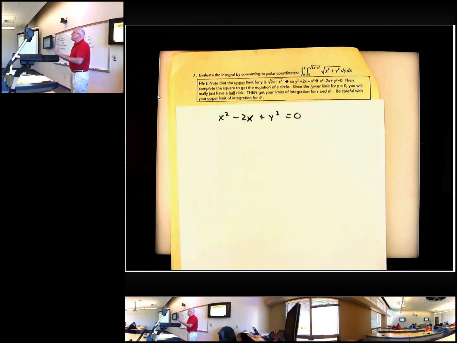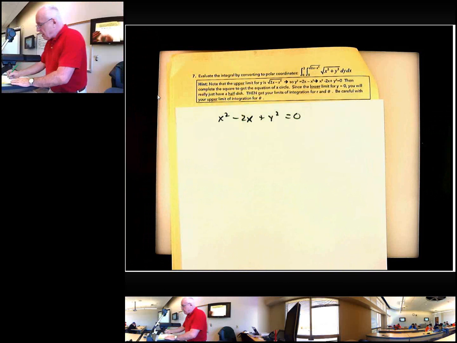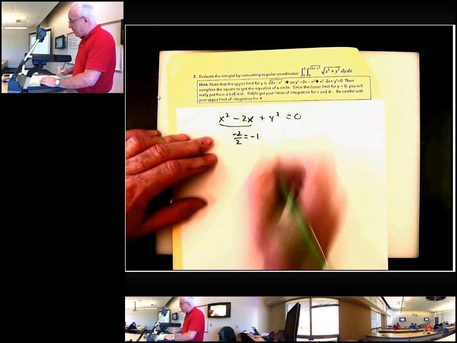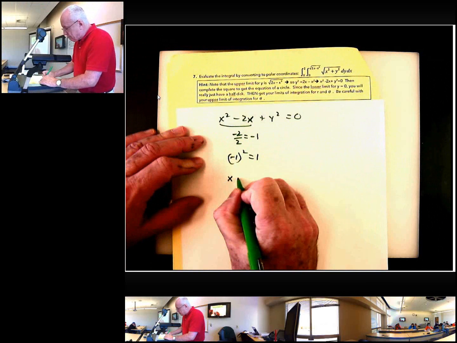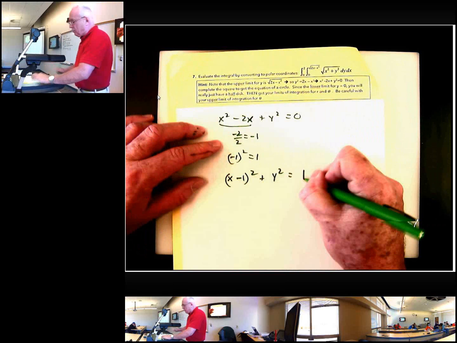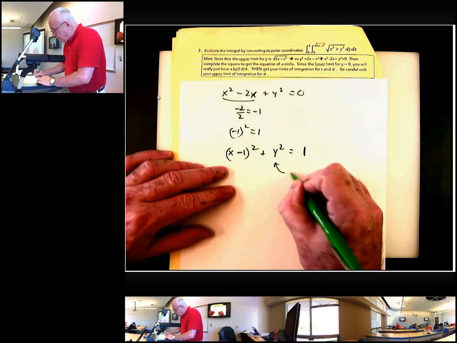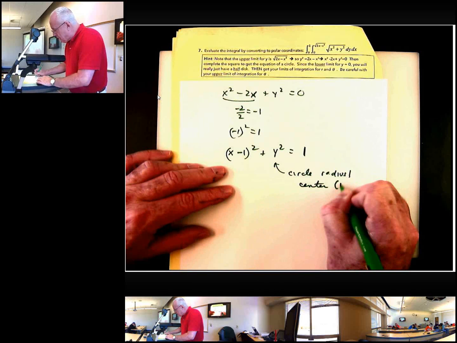So I just wanted you to have an idea of what it is that y is, that this upper function is here. So I just complete the square in terms of x. We divide the minus 2 by 2, we get minus 1, and we square the minus 1 to get 1. So this becomes x minus 1 squared plus y squared, and then of course I have to add the 1 over onto the right-hand side. So you can see hopefully readily that this is a circle, radius 1, and its center is (1, 0).